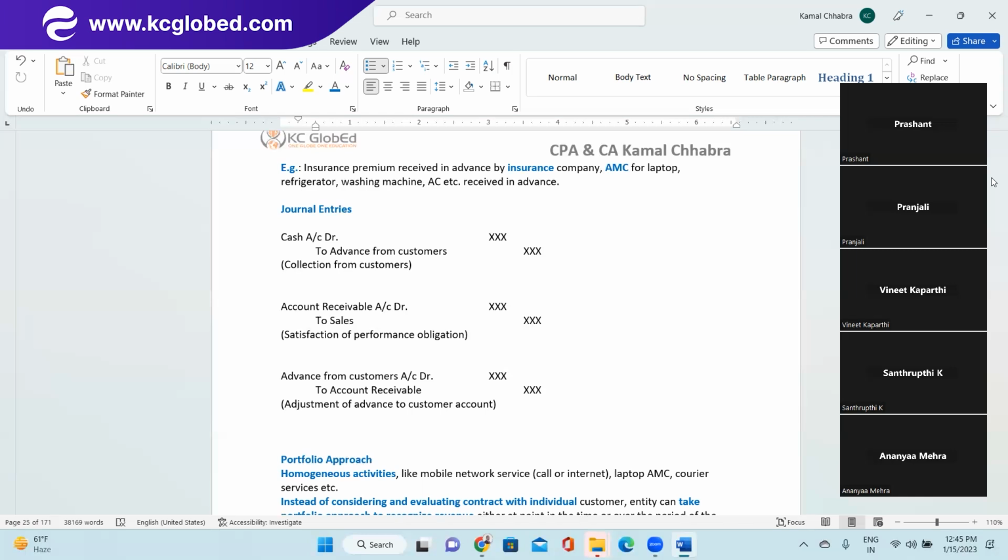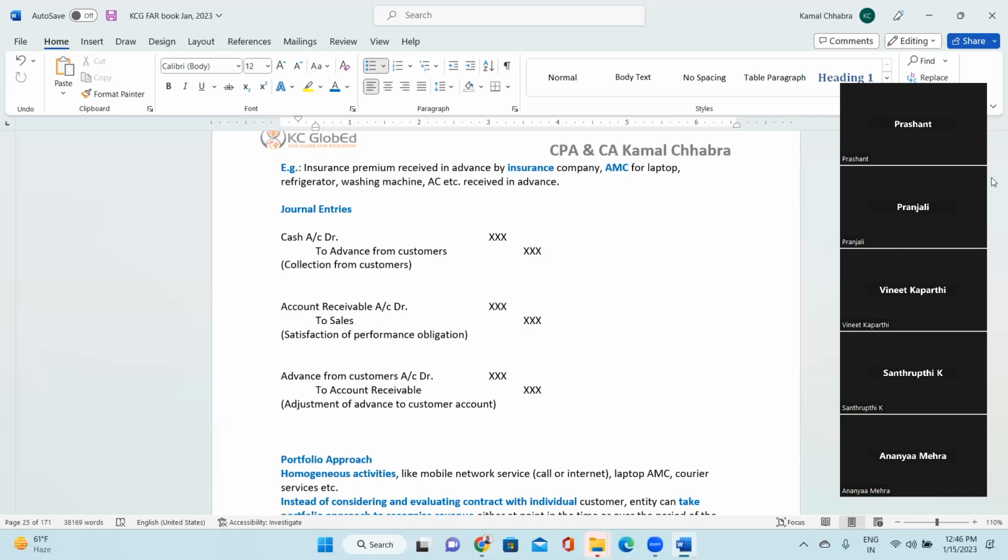For example, you are an insurance company and I am an individual. I have paid $12,000 to you on 1st January 2023. In your books, do you consider this as advance from customer or revenue from customer? It's unearned revenue, like advance from customer. Advance from customer? Yes, right, sir. Santrupti, Ananya, Pranjali? Advance from customer, okay.